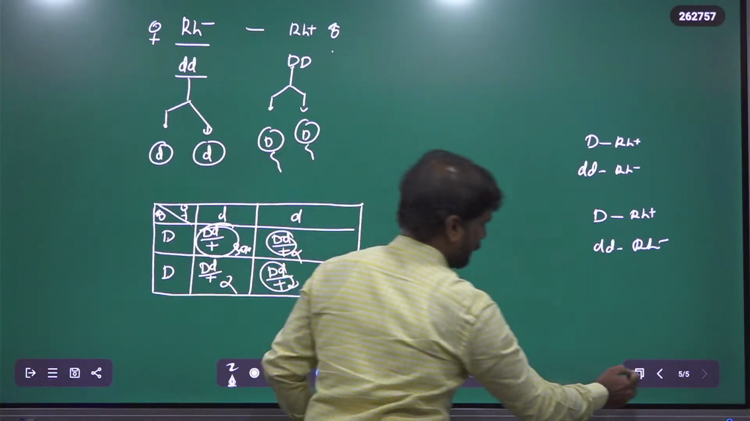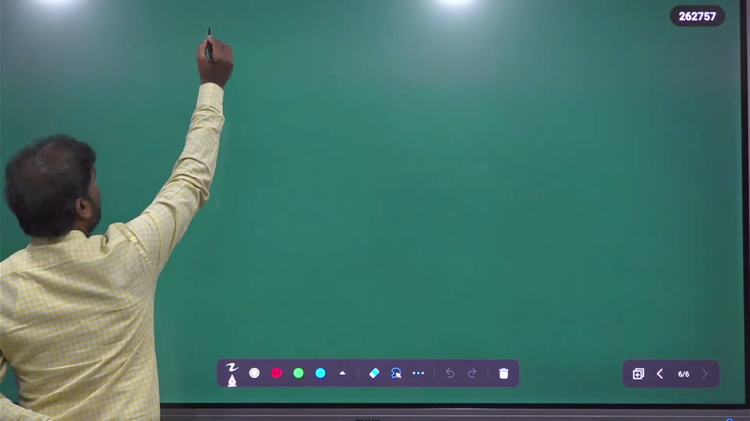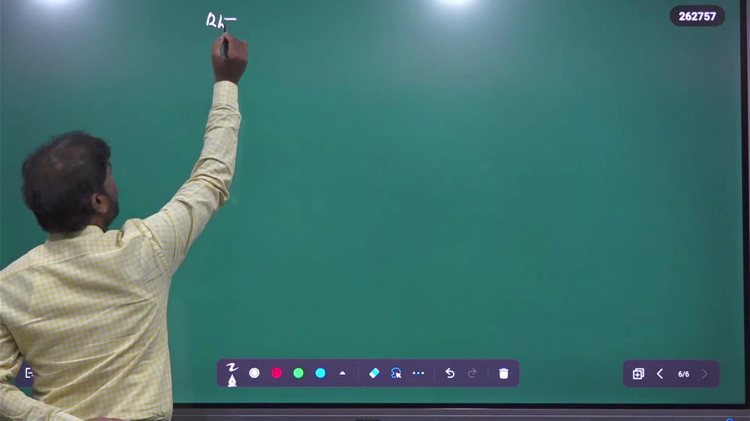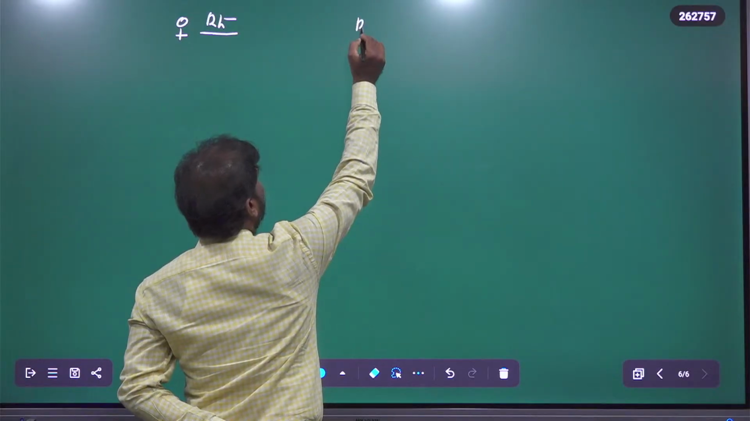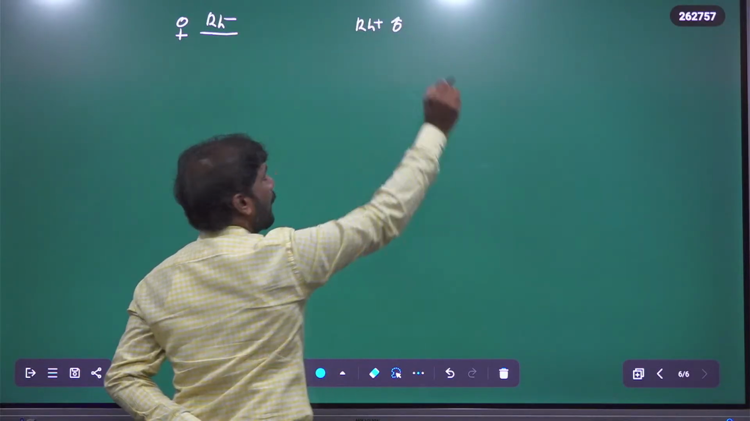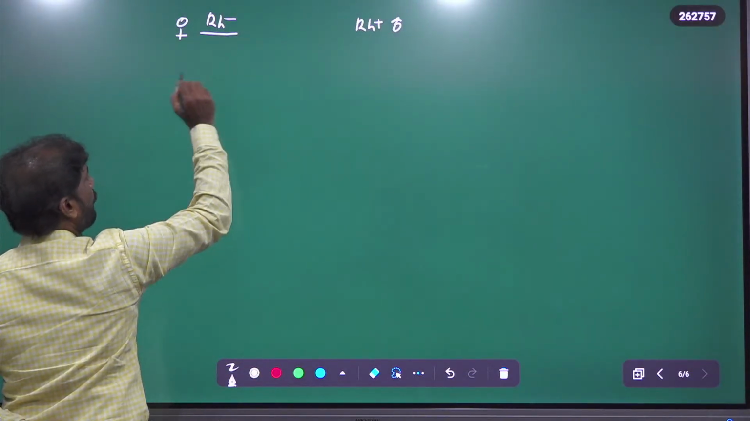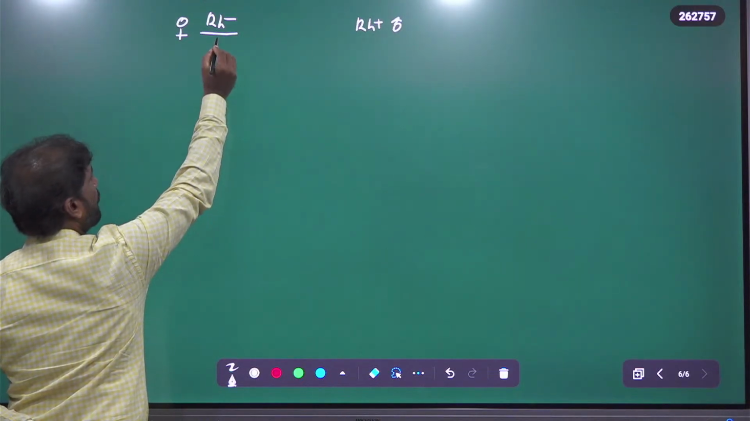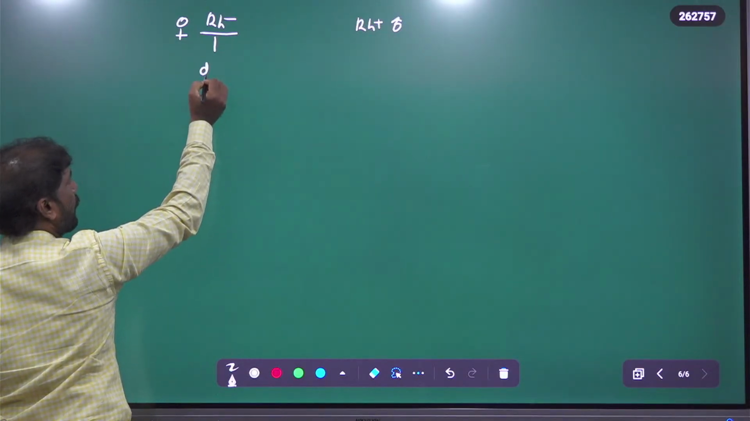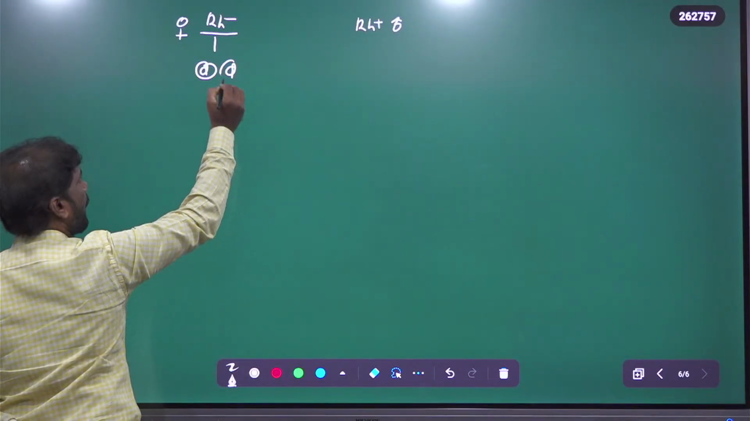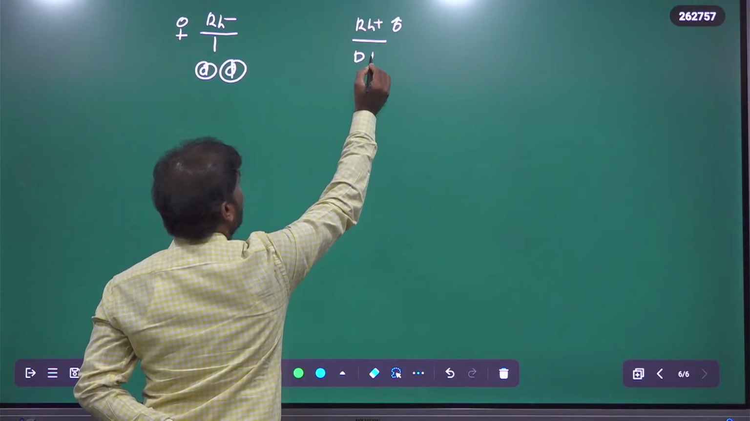How does that take place? Just see this. Here is the Rh negative female and there is the Rh positive male. Right now the Rh negative female has small d and small d, and the male has capital D, capital D, for example.